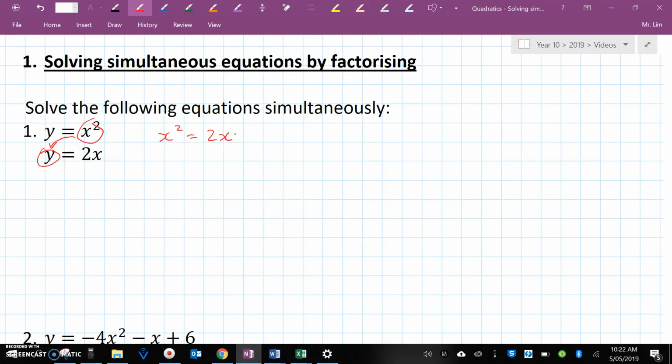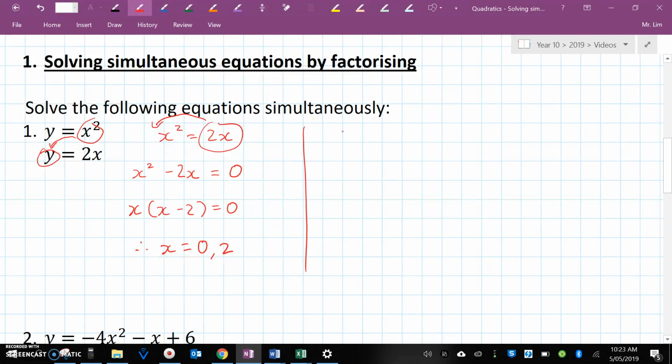The next thing is to make sure x squared is positive. Yes. Does it equal 0? No. So we need to move this to the other side. x squared minus 2x is equal to 0. Is it factorized? No, it isn't. So we need to factorize it. x bracket x minus 2 is equal to 0. Therefore, x is equal to 0 or 2. Okay, I've shown you how to do this in a previous video on how to solve equations.